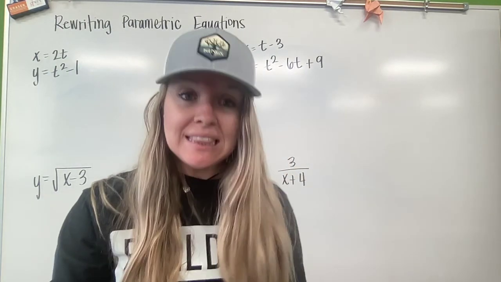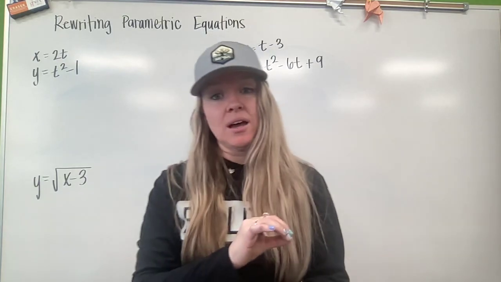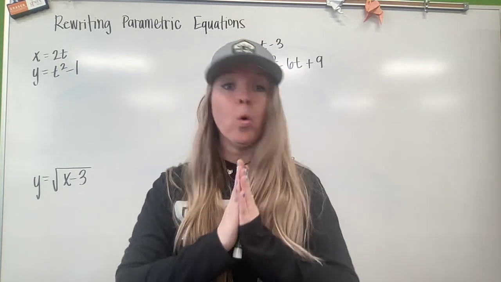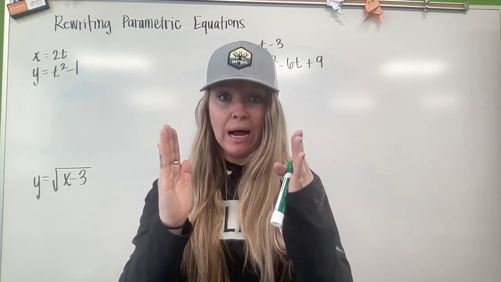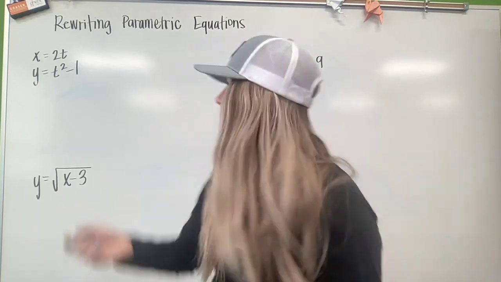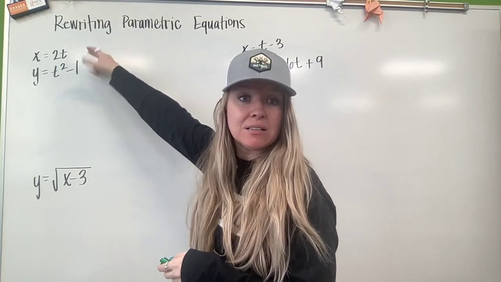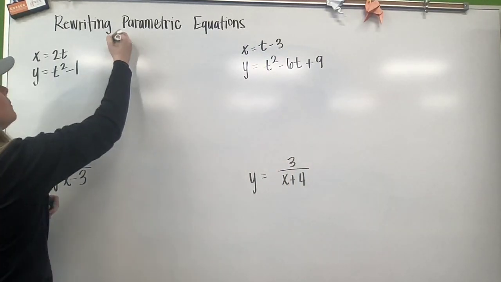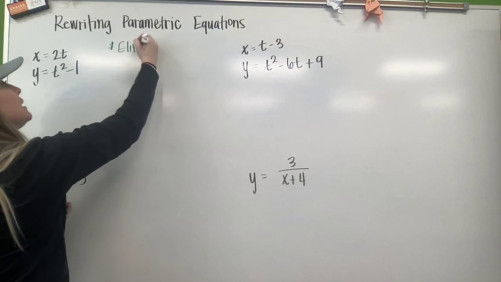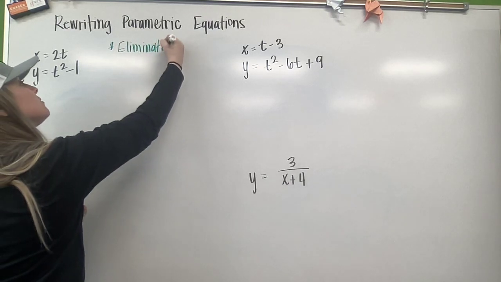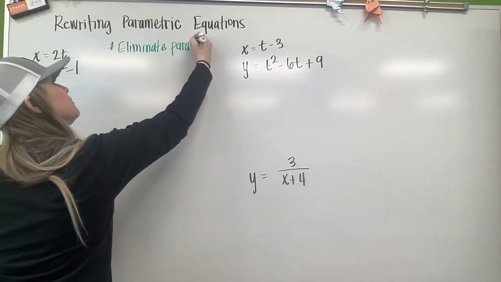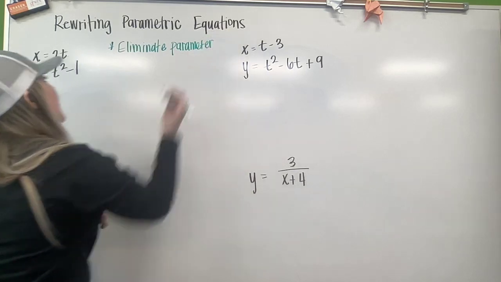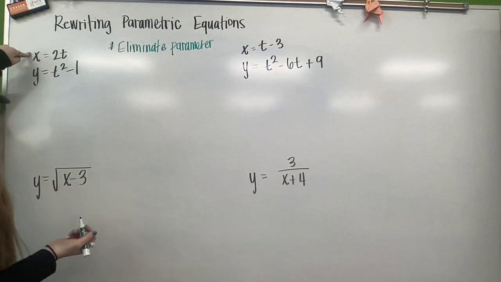To rewrite these in terms of rectangular, which means only x, y variables, all I have to do is eliminate t. So eliminate that parameter. So that's my goal here. So we are going to eliminate our parameter. To do that, I'm going to isolate t.